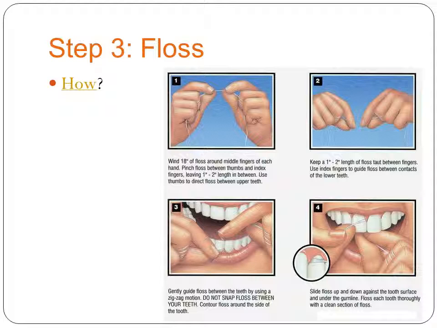You will gently, remember, gently guide floss between teeth using a zigzag motion, and when it goes between the teeth, you will use an up and down motion. You will slide floss up and down against the tooth surface and under the gum line. You will floss each tooth thoroughly with a clean section of floss, and you will do it for every tooth.